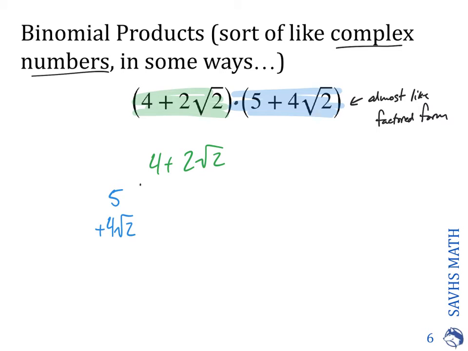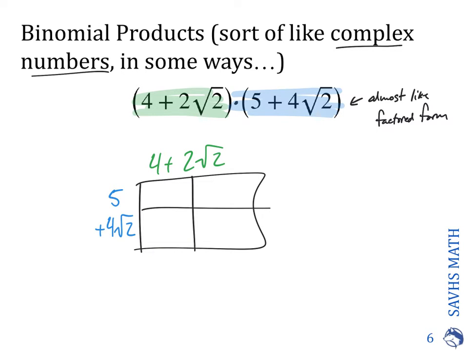And we're going to use box method multiplication on this. Seem like a trend? Okay, so 4 times 5 is 20. 2 root 2 times 5 is 10 square roots of 2. 4 times 4 square roots of 2 is 16 square roots of 2. 2 square roots of 2 times 4 square roots of 2 is 8 times square root of 2 times the square root of 2. Okay, so let's do a little combining the like terms and simplifying some things down.